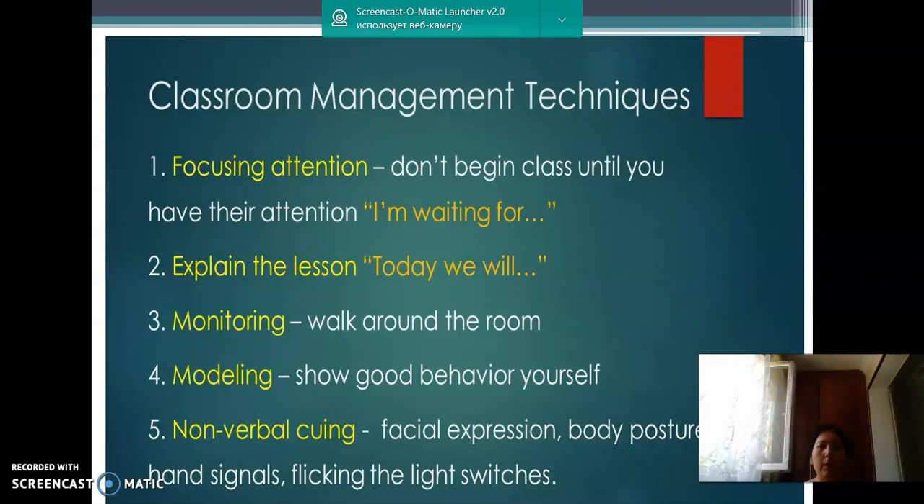Classroom management techniques. The first, focusing attention. Don't begin class until you have their attention. I am waiting for. The second one, explain the lesson. Today we will. The third, monitoring. Walk around the room. Fourth, modeling. Show good behavior yourself. Fifth, non-verbal cueing: facial expression, body posture, hand signals, flicking the light switches.